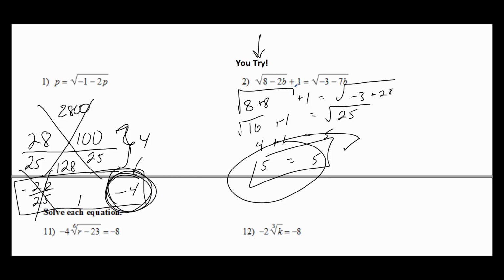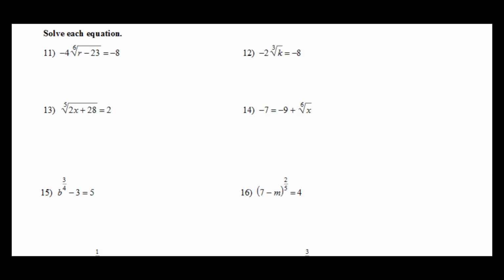You try. That was kind of a difficult one. That's as hard as they're going to get for those square roots. So let's get down to some higher order roots down on the next page. Okay, you can tell on 11, 12, 13, and 14 that we have some higher order roots. We have third roots, sixth roots, and some fifth roots.